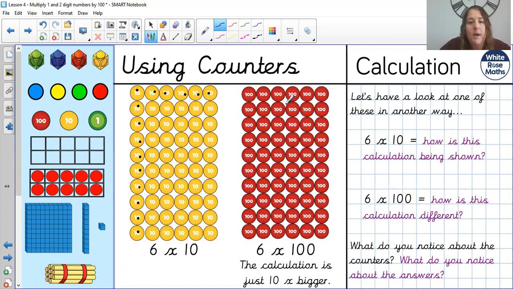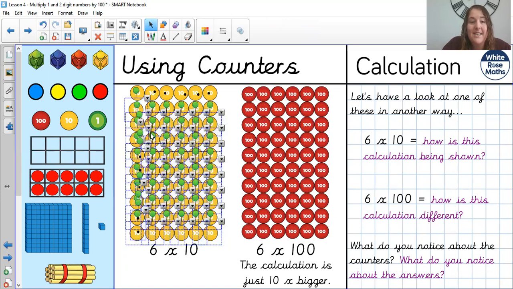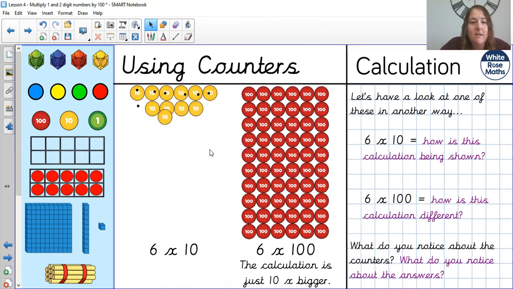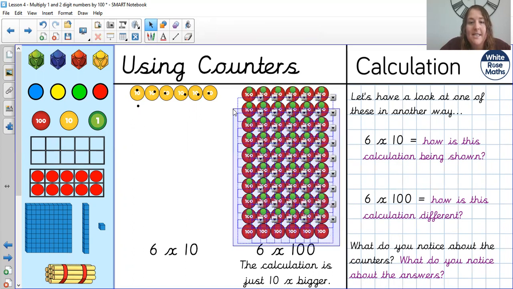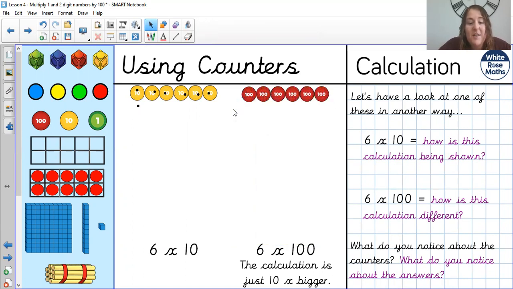Or 6 times 100. What's Miss Fowler done wrong here? Has she used the right counters? No, she hasn't. I was hoping to trick you out on that one, because while I have 6 lots here and 6 lots of 10, I actually only needed 6 lots of 10, not 60 10 lots. So 6 lots of 10 here, showing 1, 2, 3, 4, 5, 6 lots of a group of 10, and this time it's 6 lots of a group of 100. So the calculation is just those 10 times bigger.